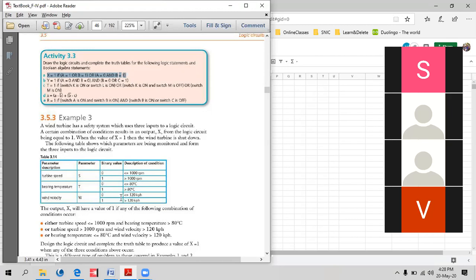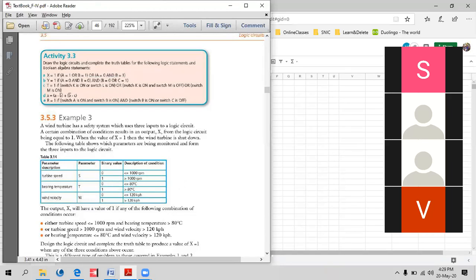Wind velocity, if it is low speed, 0. If it is high speed, more than 120 kilometers per hour, it's 1. So we have all the details. Now let's see what are the conditions. Out of these values we have to build the conditions. The output X will have a value of 1 if any of the following combination of conditions occur. If X is 1, the wind turbine will shut down. It is given here.